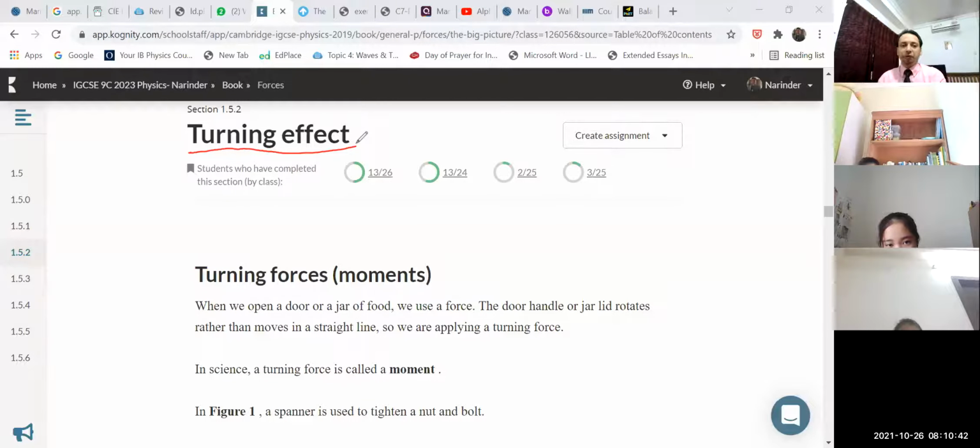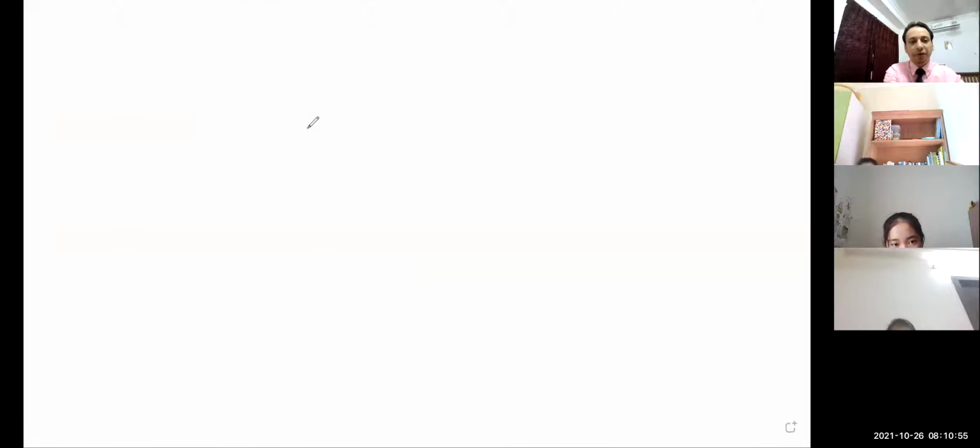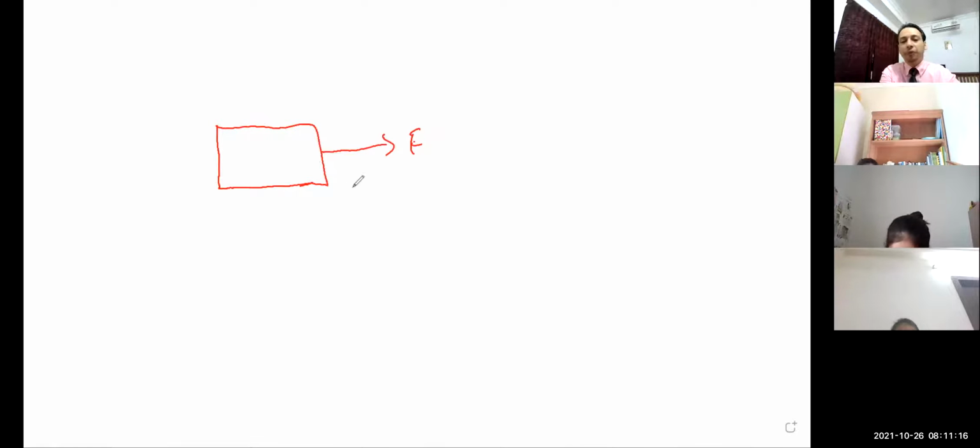Now, students, before I move to turning effect, let me give you one example. In kinematics, which we have already studied, we have seen that if I have this object, and on this object I push or pull with a certain force, then if this force is sufficiently higher than the force of friction, what happens? This object will move either to the right side or to the left side, depending upon the direction of the applied force.